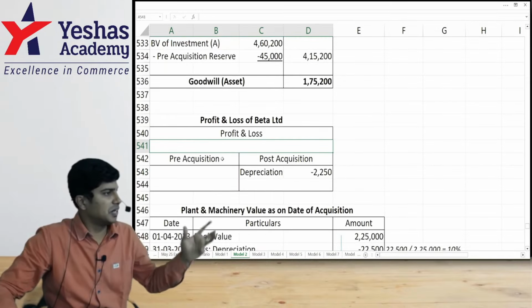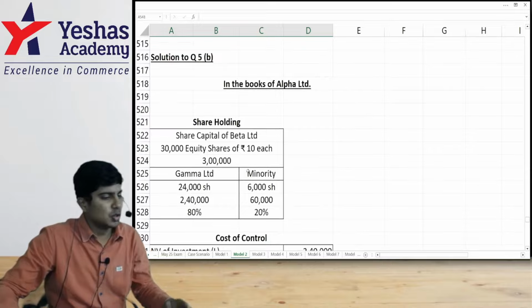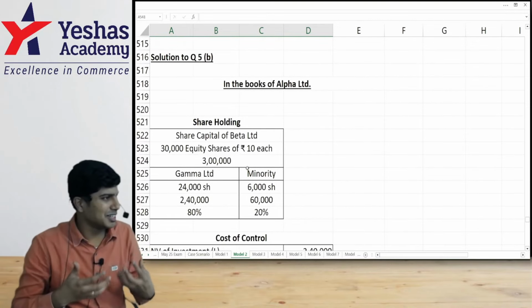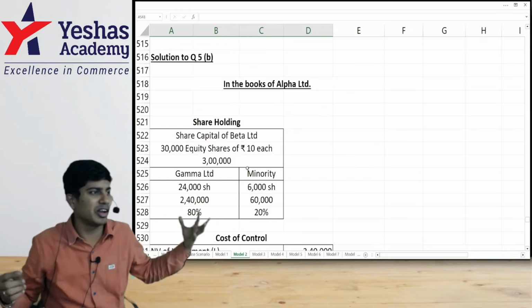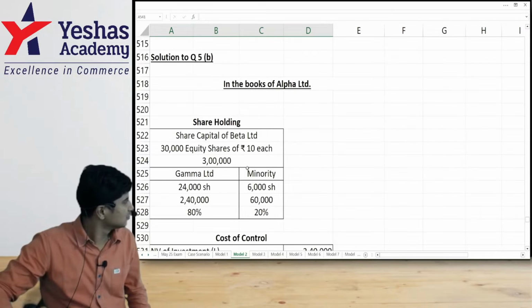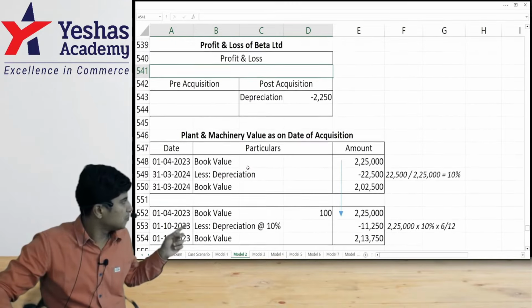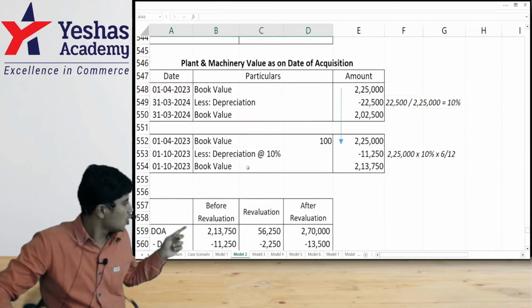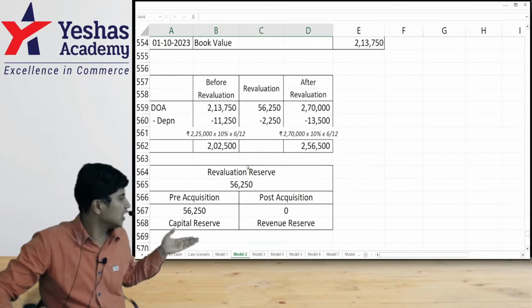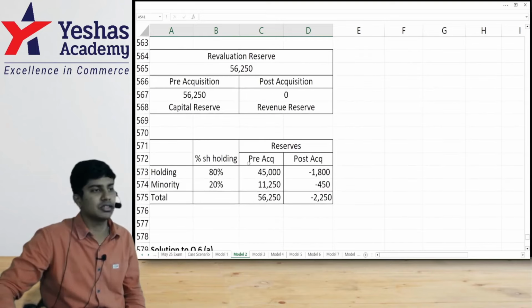I don't know the split. Do I know it? I don't. This is the cute answer. It looks incomplete. We were usually used to do the big problem with a lot of other adjustments. This is like half and half, finished. Shareholding, cost of control, P&L, plant and machinery acquisition data, followed by our asset revaluation. And that's it, friends. We are done with this question with analysis of results.